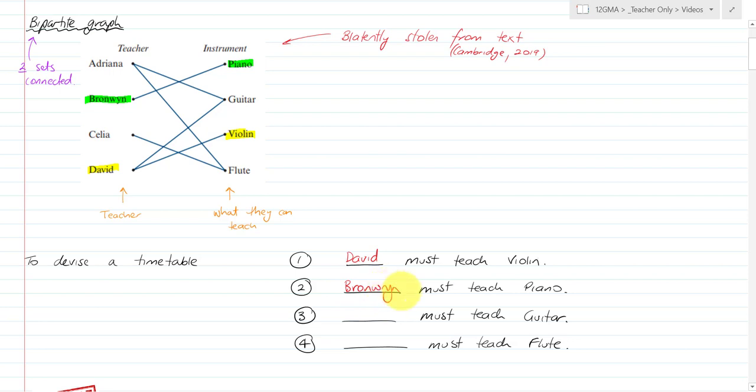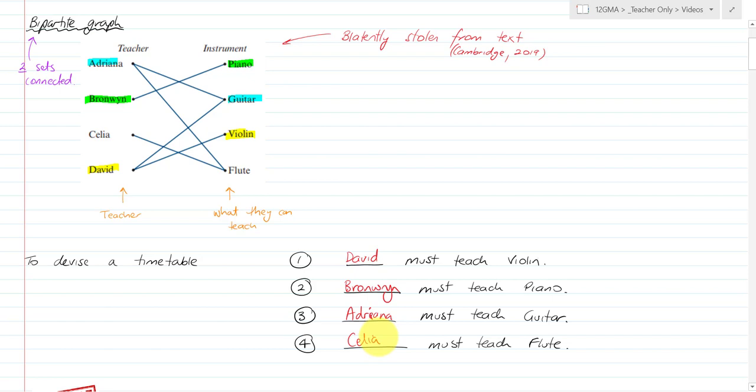Leaving us 2 teachers. Who must teach the guitar? Well, the guitar is this one here, and you can see the guitar links to David and Adriana, and David's already gone, he's teaching violin, so that must be Adriana, and that leaves us with Celia teaching the flute. Spell her name there, and Celia on the flute. So there we've created an assignment.